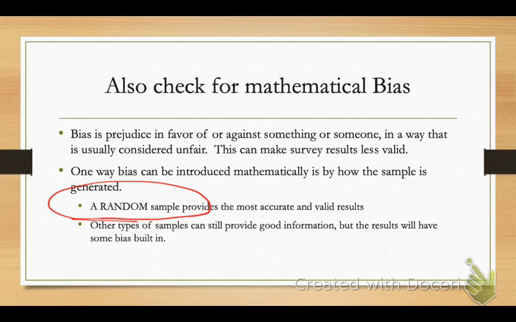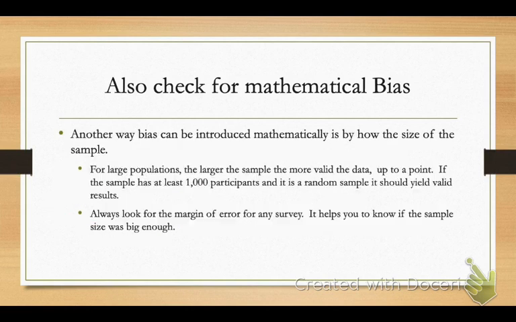Okay, so again, we're looking for randomly generated samples. And most articles that are valid will tell you if their sample has been randomly generated. Another way that bias can be introduced mathematically is by the size of the sample. For very large populations, you need large surveys.